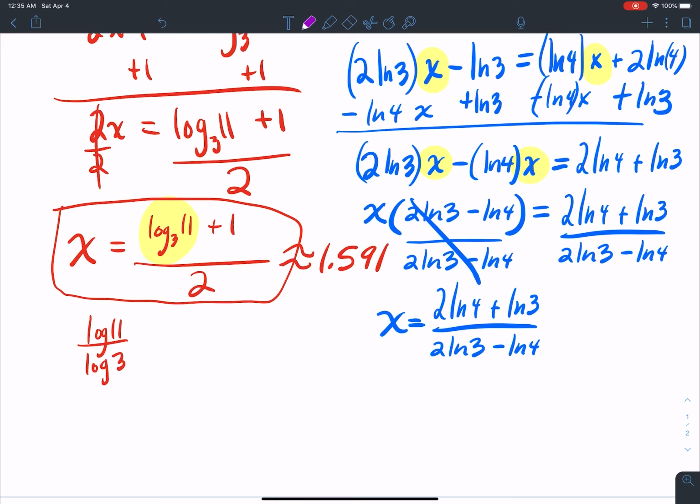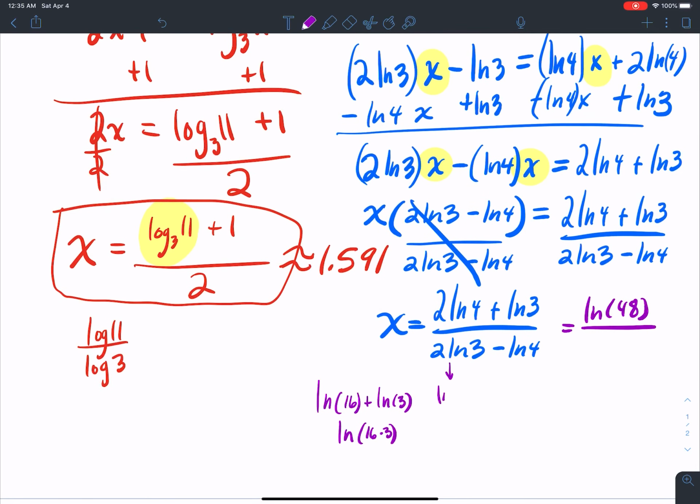That would be ln 16, and then if you have ln of 16 plus ln of 3, that's the same as ln of 16 times 3, right? So this is what, ln 48 on top, and then in the denominator that would be like ln of 3 squared, which is 9, minus ln of 4, so that's like ln of 9 divided by 4 here. Okay, so that's a simplification. You don't have to do that, but it could help you out in getting the approximate answer.